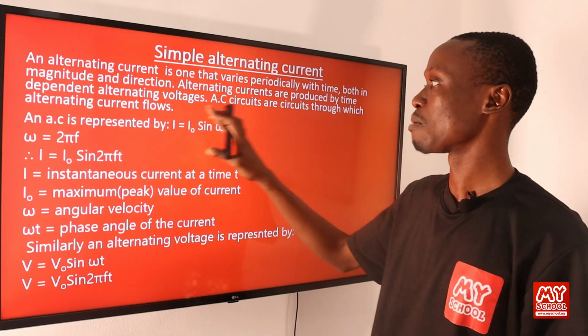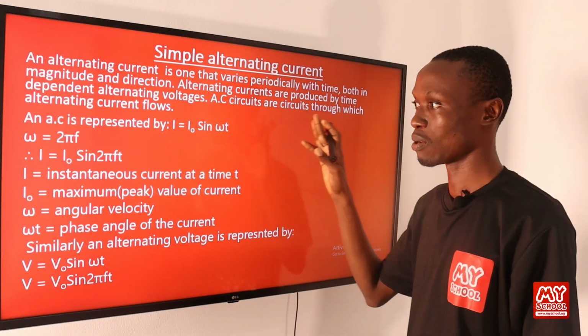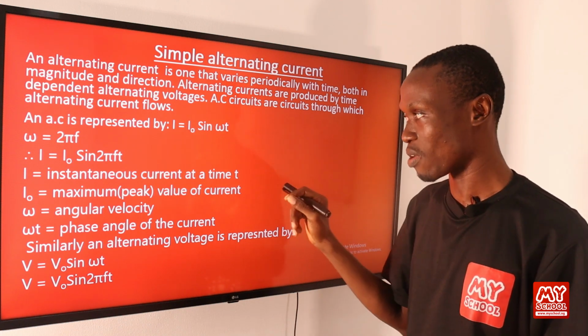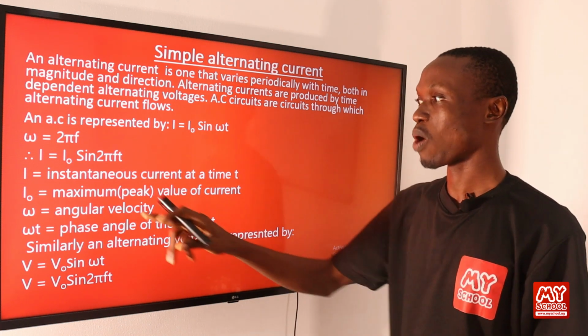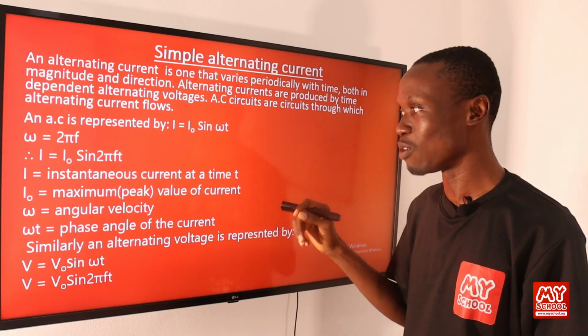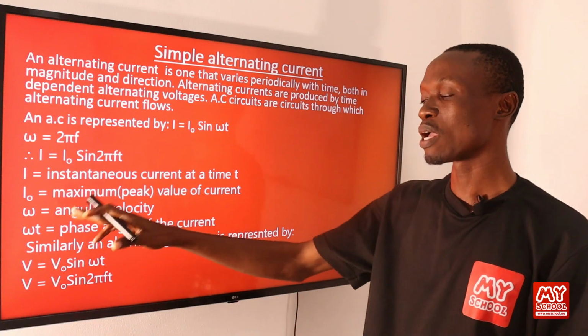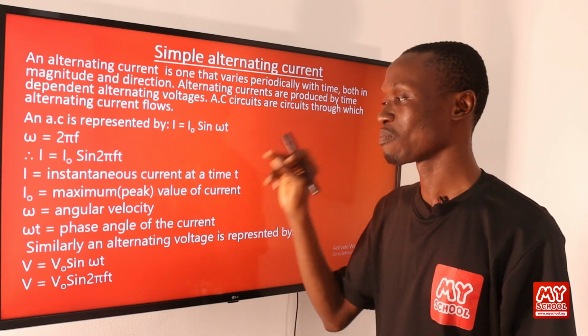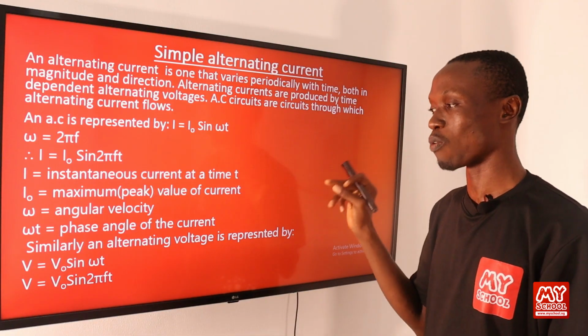Each of these terms, let us interpret what they mean. I represents the instantaneous current at a time t, while I naught represents the maximum, or you can also call it the peak value of current, while omega represents angular velocity, then omega t represents the phase angle of the current.